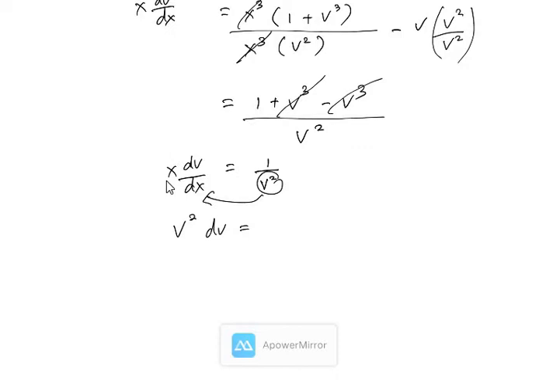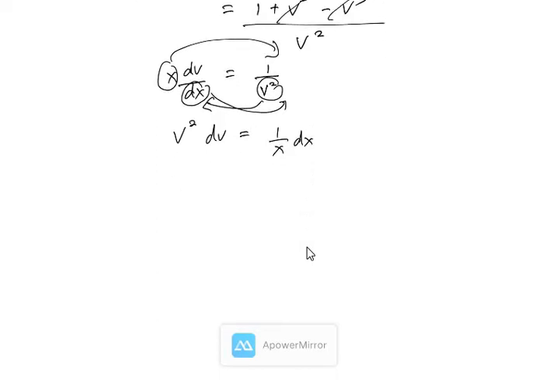So I obtain v squared dv, and I move the x to the right hand side. So I get 1 over x dx. This means that I separate the x and the v. So left hand side is the v, right hand side is the x. So step 3 is I can solve using the method of separation of variables. Separation of variables means that you separate the v to the left hand side, you separate the x to the right hand side, and then I integrate.